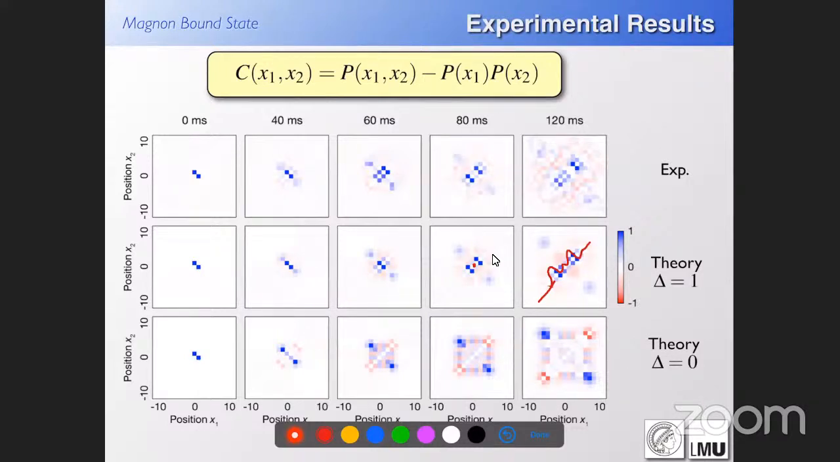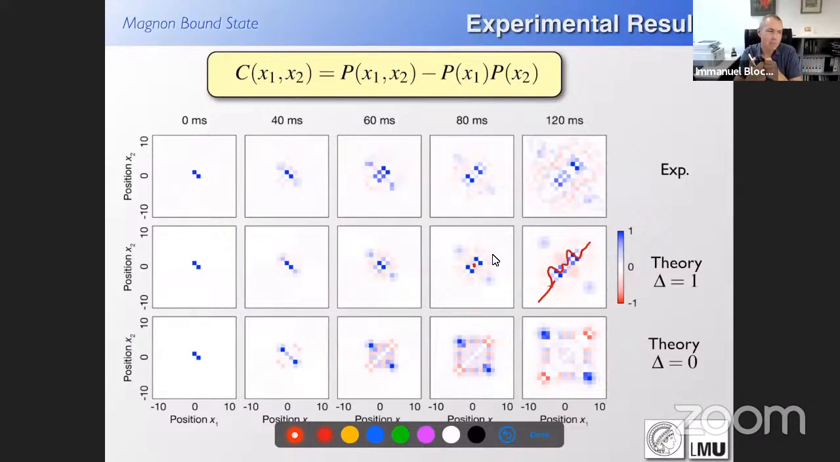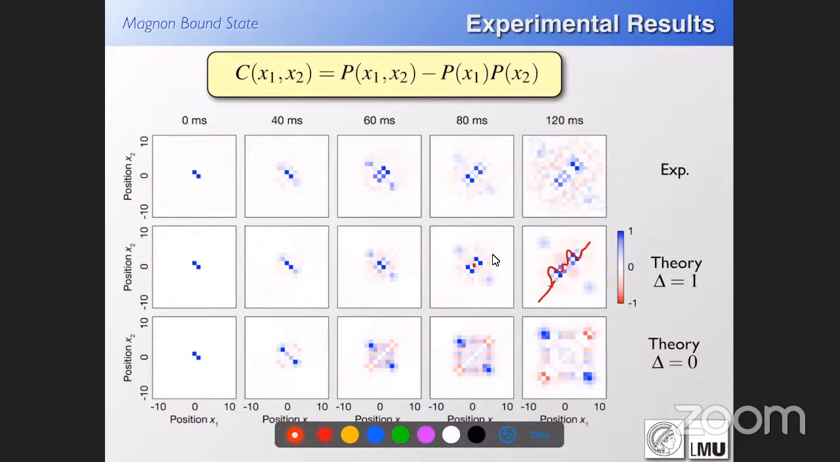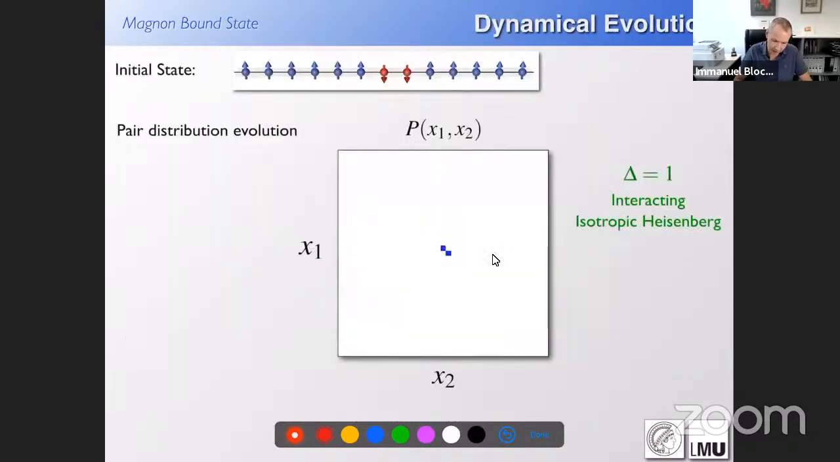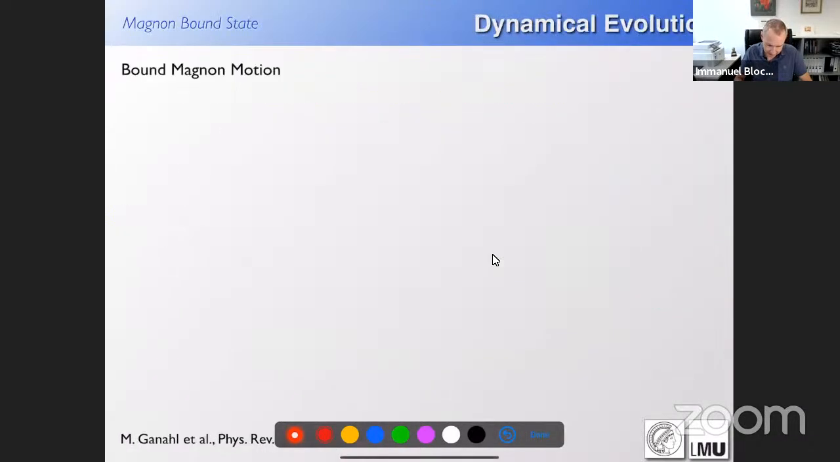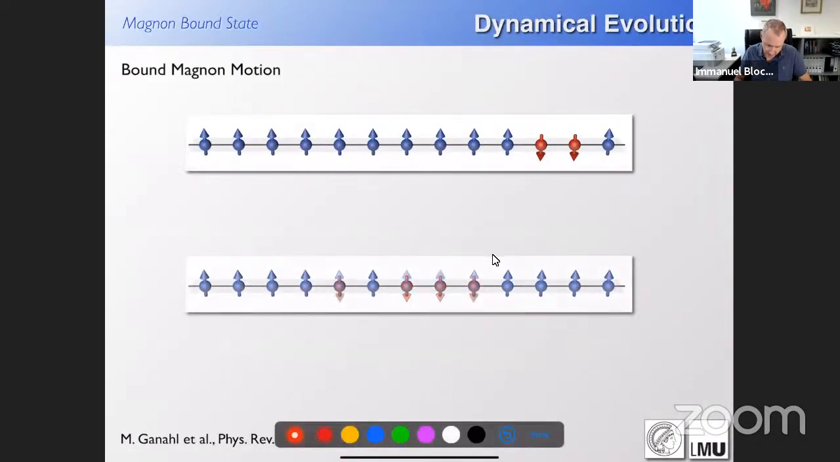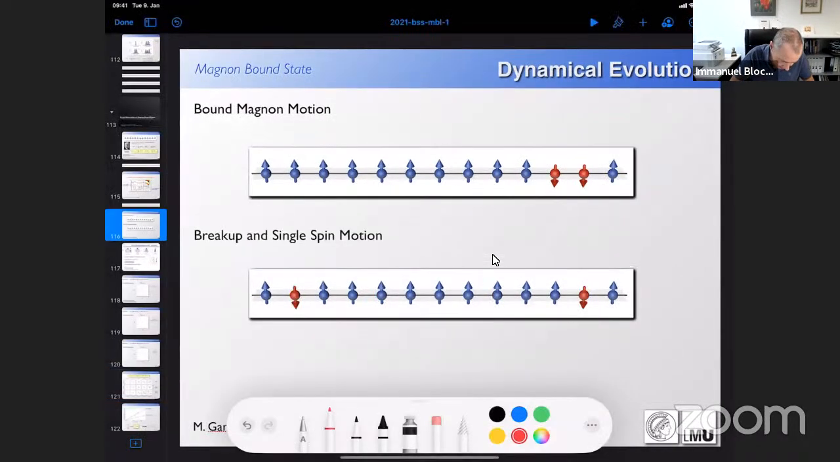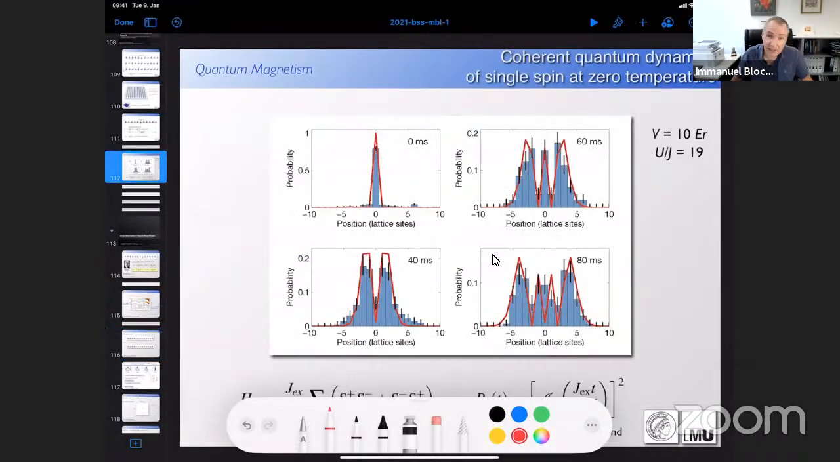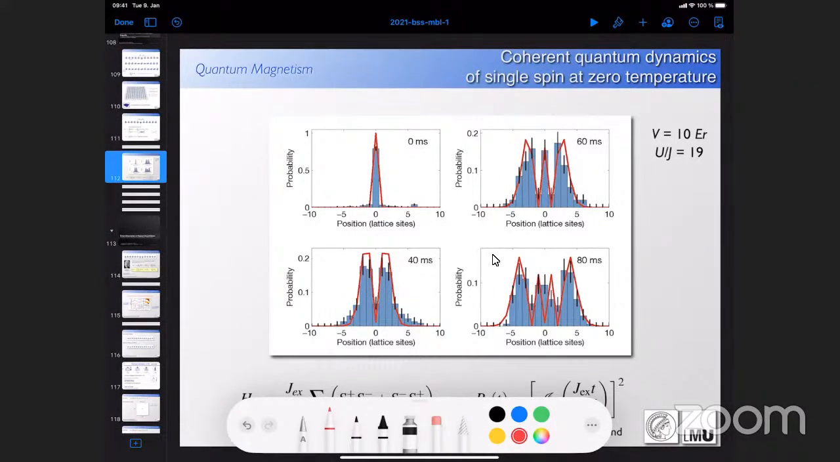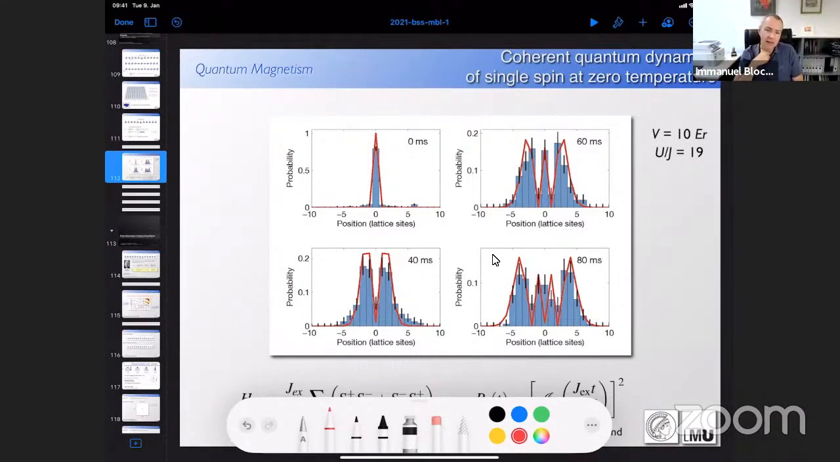Think of the bound magnon just as a new object with an independent kinetic energy, and this object is now performing a quantum walk on the lattice. That will give you a probability distribution like what we saw in the previous case for the single spin. Remember the single spin probability distribution? That was a single spin moving on the lattice. It also has some interference pattern, and now the bound magnon will also have some interference pattern. It's just a new object with a much heavier mass.